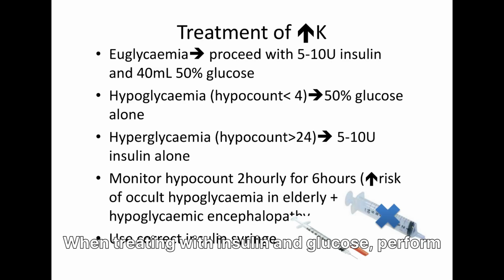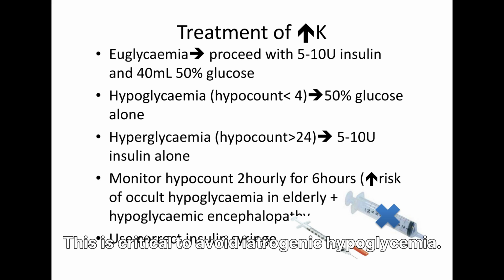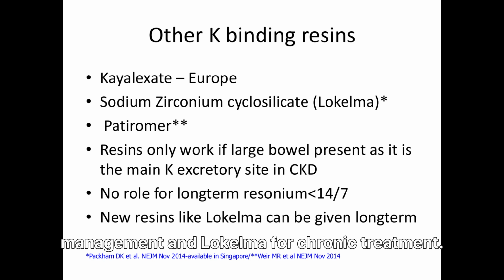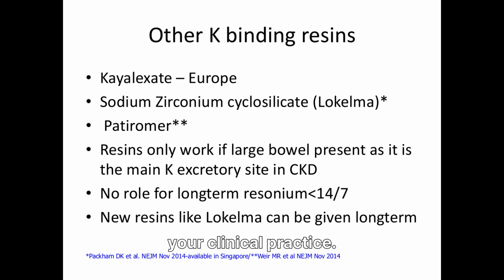When treating with insulin and glucose, perform glycemia checks both before and after treatment. This is critical to avoid iatrogenic hypoglycemia. For therapy, we use Resonium for acute management and Lokelma for chronic treatment. Mastery of these cases ensures precision in your clinical practice.